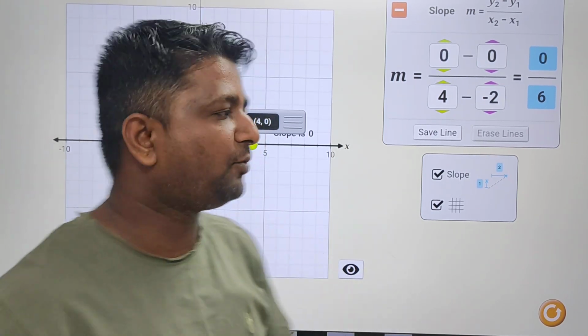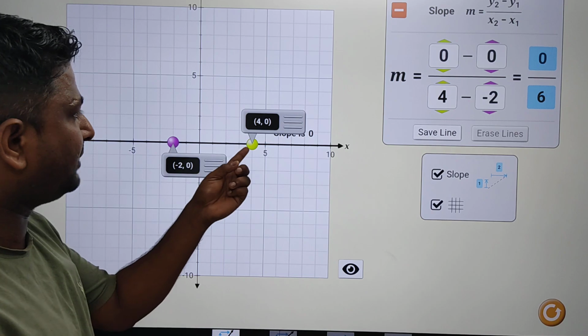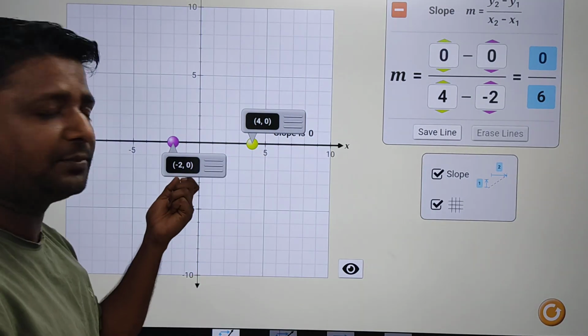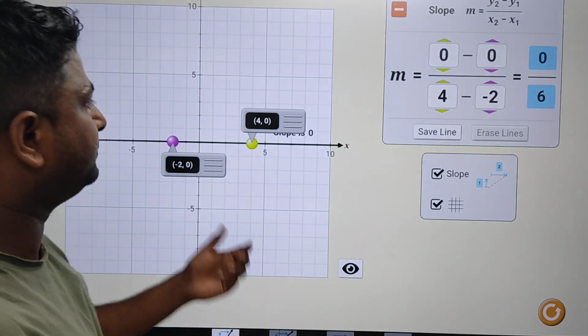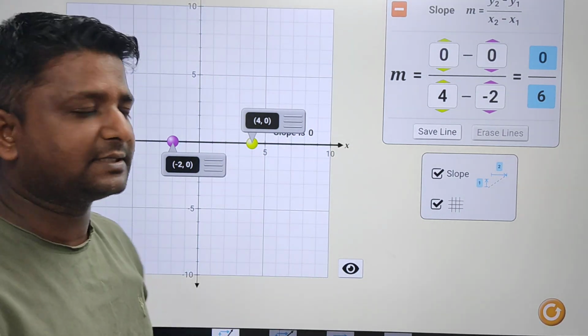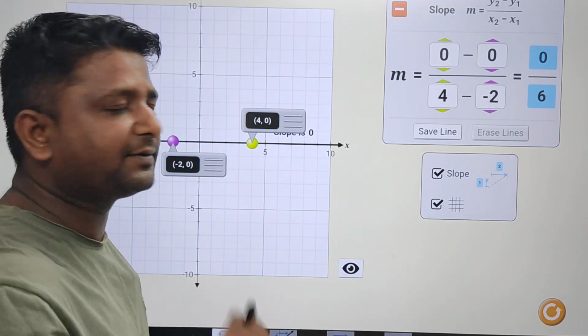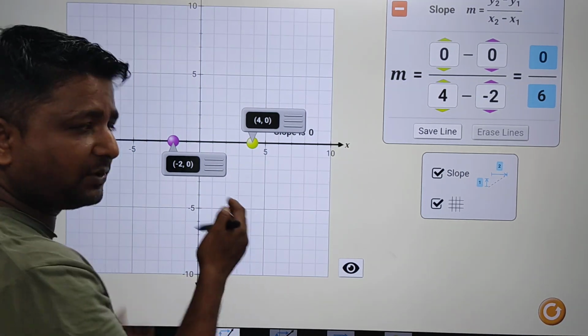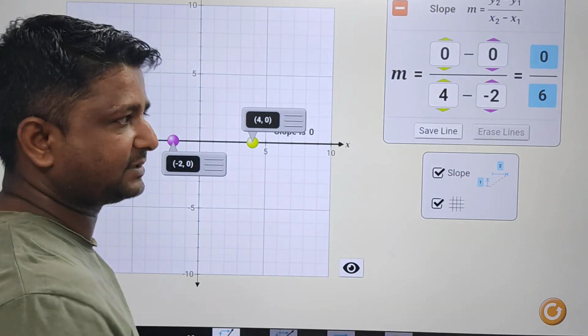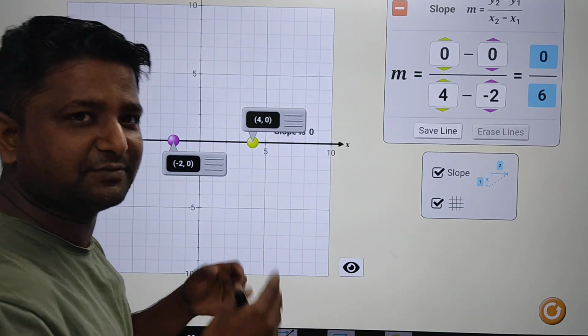Now as I'm saying difference of y coordinates over difference of x coordinates, it obviously means we need 2 points. So let's have 2 points on the line. The one point is (4, 0) and another point is (-2, 0). Both the points are lying on the x-axis. So let's find out their differences. As you can see, both the y coordinates are 0 because the points are lying on the x-axis.